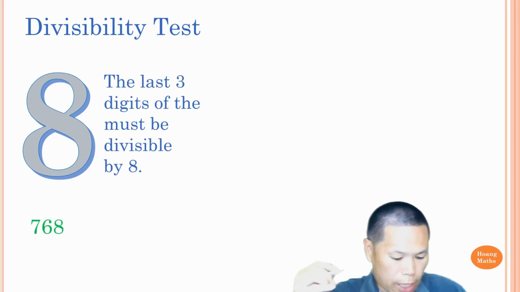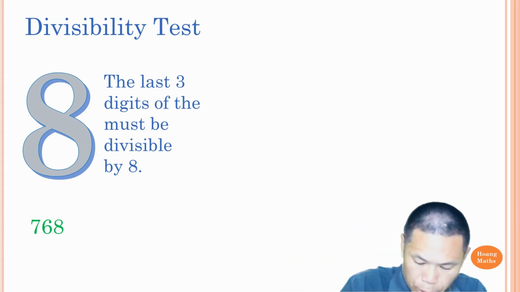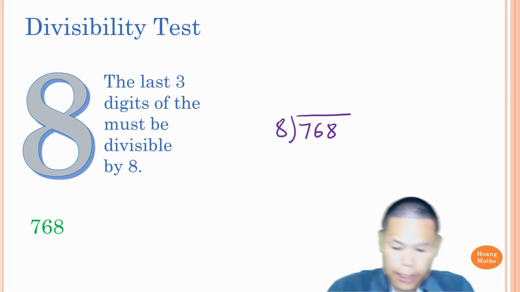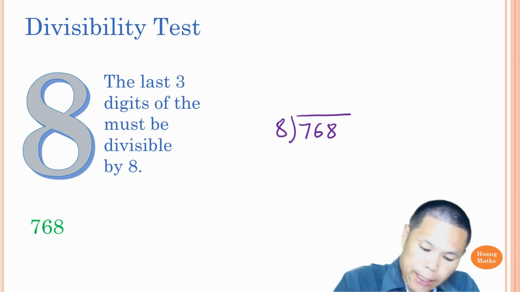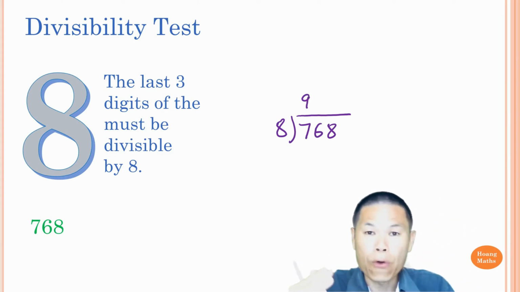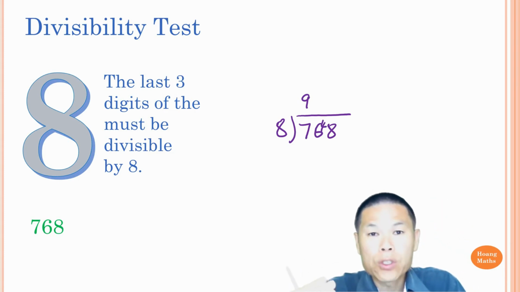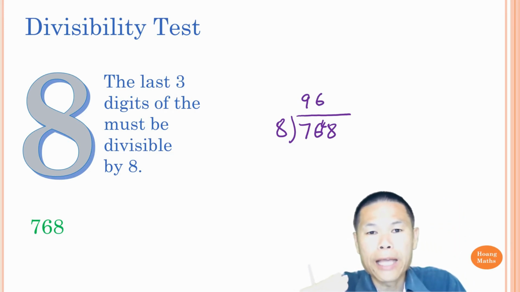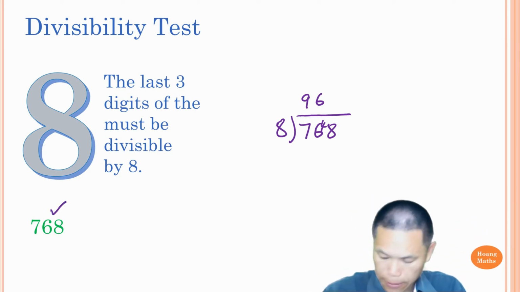So let's try this one, whether it is divisible by 8 or not. We need to work out the last 3 digits. So we just go 768 divided by 8. Now 8 goes into 7 cannot. So 8 goes into 76 is 9 times, because 9 times 8 is 72. So therefore the remainder is 4. So that is 48. And 48 divided by 8 is 6, because 6 times 8 is 48. So therefore it is divisible by 8.